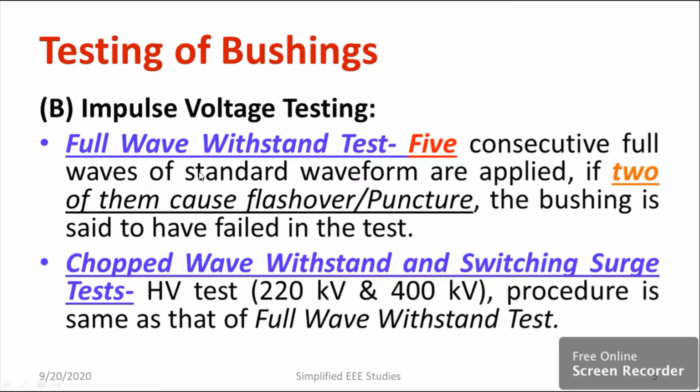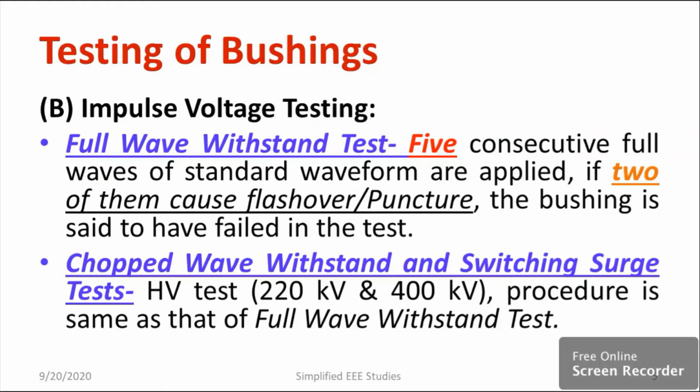You need to have 5 consecutive chopped waveforms applied over the bushing dielectric material or bushing insulators. If 2 of them cause flashover, definitely you can reject the test piece. Instead of full wave, we will be using chopped waveforms. Moreover, this will be conducted at high voltage, especially 220 kV and 400 kV. Make sure that under those conditions, your bushing material should withstand.